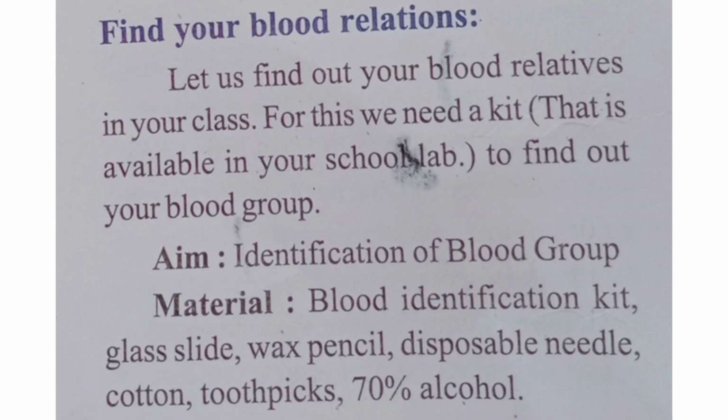See students, open your textbooks, page number 32. Lab activity: find your blood relations. Let us find out your blood relatives in your class. For this we need a kit to find out your blood group. Aim: identification of blood group. Material: blood identification kit, glass slide, wax pencil, disposable needle, cotton, toothpick, 70% alcohol.